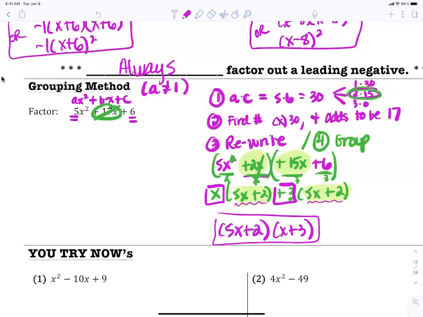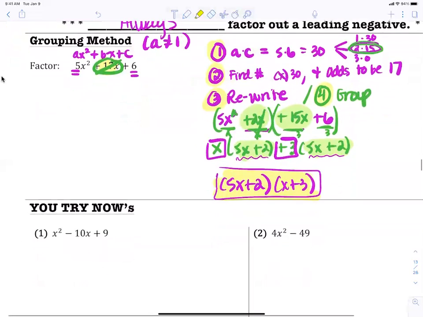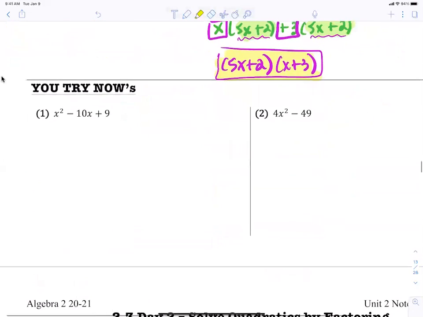All right. So the grouping method I know is a little bit longer, but the nice part is those steps literally never change. When we go through grouping, we always start by multiplying a times c. We say, well, what number multiplies to give me that number and adds to give me the middle number? Then we do the rewrite step. Then we group, and then you're going to get your final answer. All right. So if you like using that method, really for all the methods, it works.